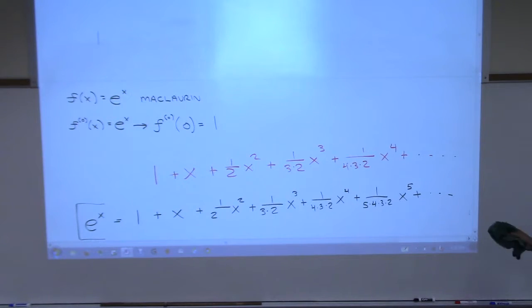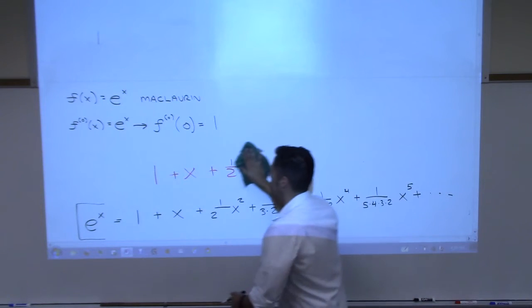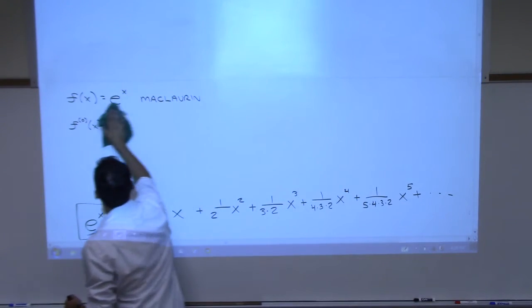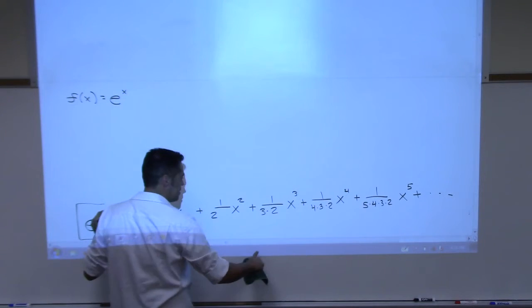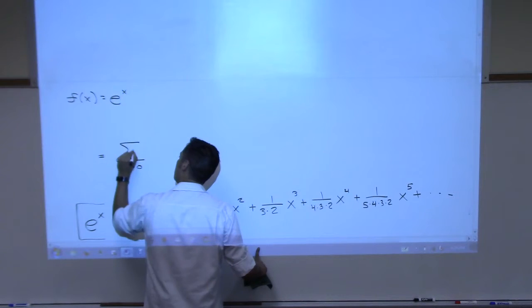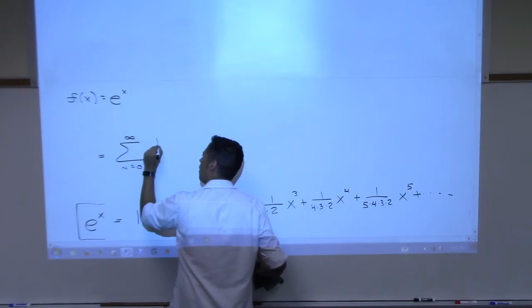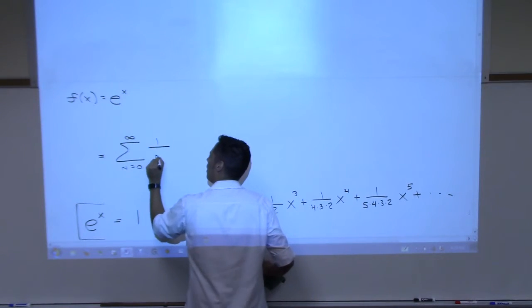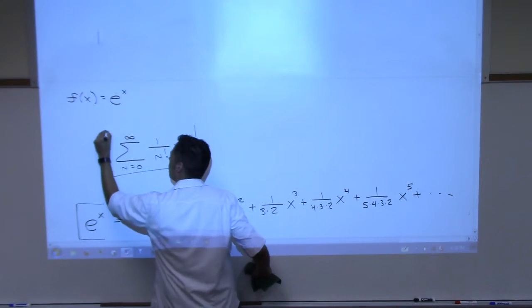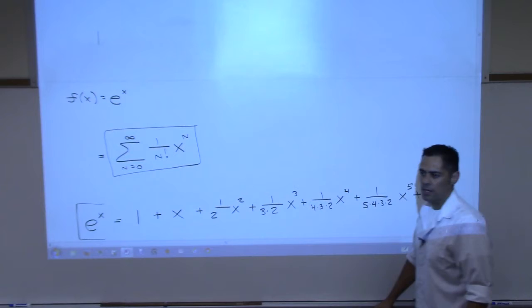All right, how about the sigma notation of this? What's the sigma notation that would give us this? I heard it. This in sigma notation should be the sum from n equals 0 to infinity. We always have 1 on top over n factorial x to the n. That is your Maclaurin series written in sigma notation for e to the x.